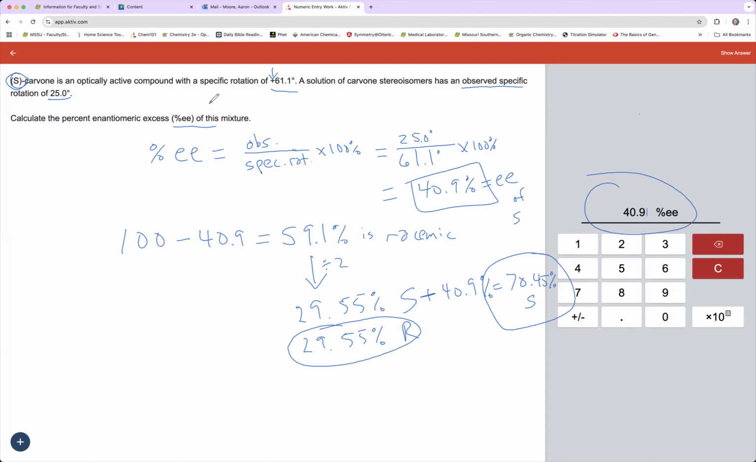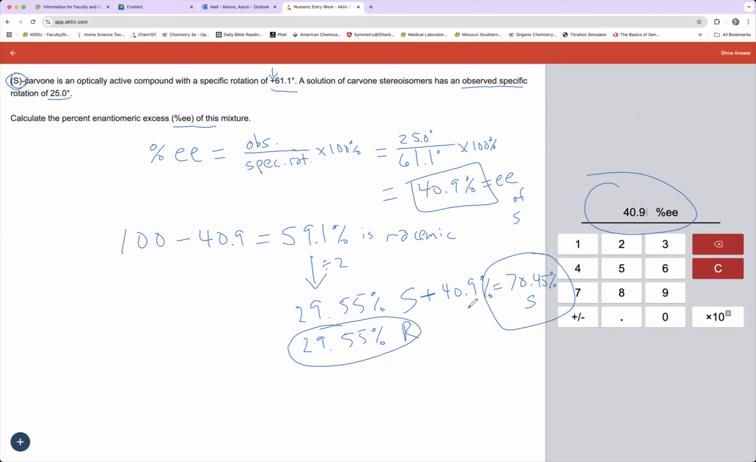Okay, if it were a 50-50 mixture all around, if by molecule it were a 50-50 mixture, it would have an optical activity of 0 because they would cancel each other out. And if it was fully S, not a single R molecule in the mixture, it would be plus 61.1, okay? But it's somewhere in between. And so we are able to use the observed, that 25, and the specific, the table value, the 61.1, to do this calculation and figure out the actual composition of this mixture. Okay, so this is the type of calculation I want you to be able to do.